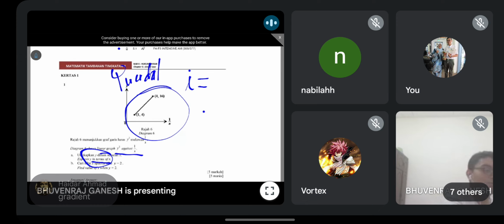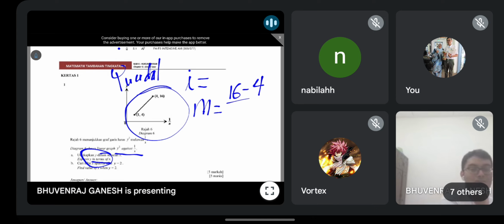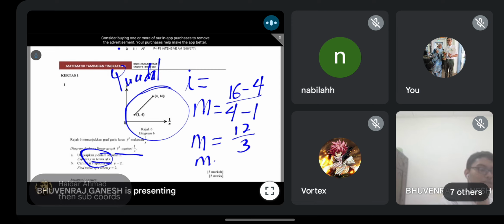Yes, gradient. So I think no problem for you guys to find gradient. You all are doing amali now, right? If you all don't know how to count gradient, I don't know what to say. Because every day you all are doing amali, right? So gradient should be no problem for you guys.